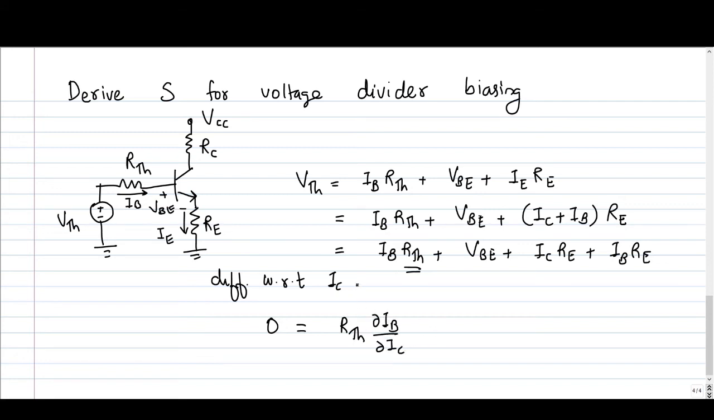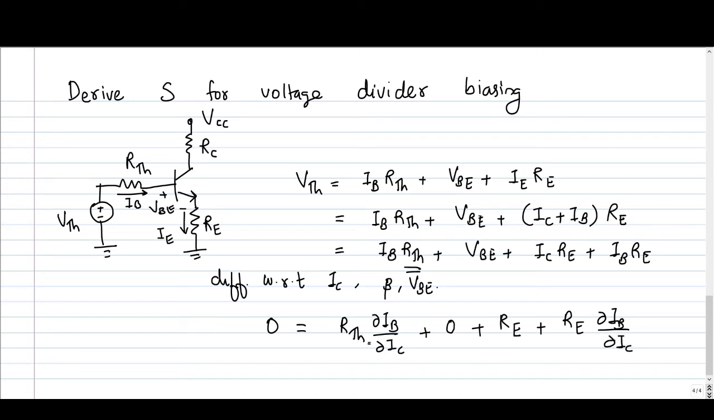Okay, we are differentiating with respect to IC, keeping beta and VB constant. That is why this partial derivative term is coming up. Plus VB is a constant, so when you differentiate, this becomes 0. IC, when you differentiate with respect to IC, is 1. So it is 1 into RE plus RE into dou IB by dou IC.